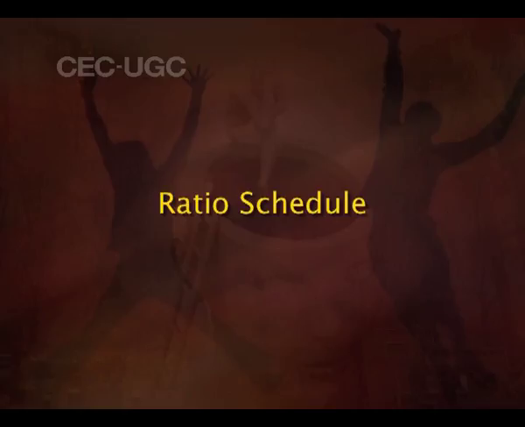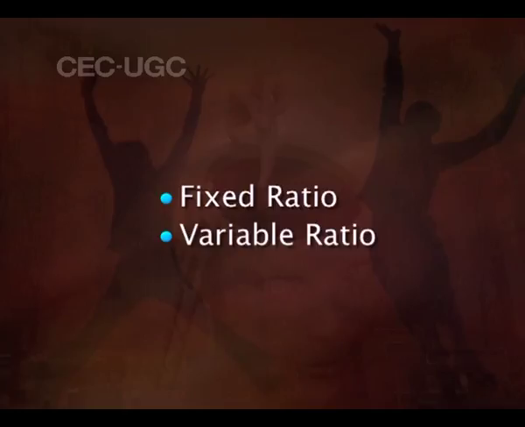Coming to ratio schedule. Ratio schedules require a certain number of operant responses to produce the next reinforcer. For example, it might be 10 responses, 5 responses, 15, or 8, but it's totally based on responses and not time based, unlike interval. Now, there are two types of ratio: fixed ratio and variable ratio. With fixed, you can always make a prediction. With variable, you cannot make a prediction because you don't know when that person will reinforce. With fixed, you know when that person will reinforce.